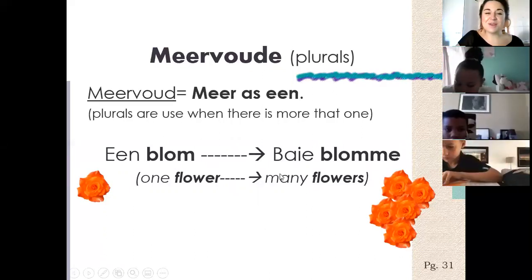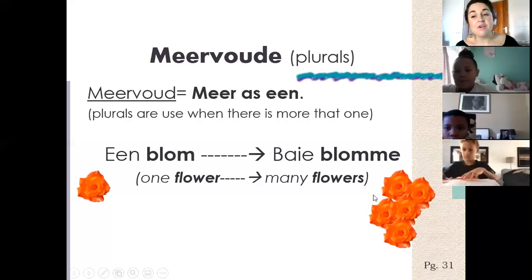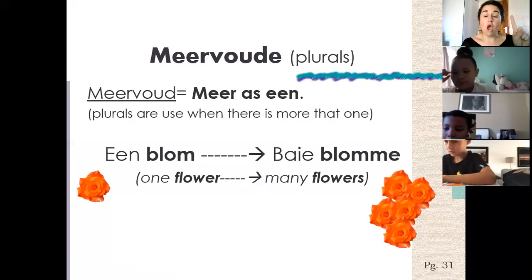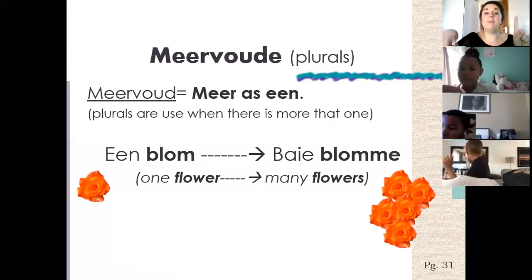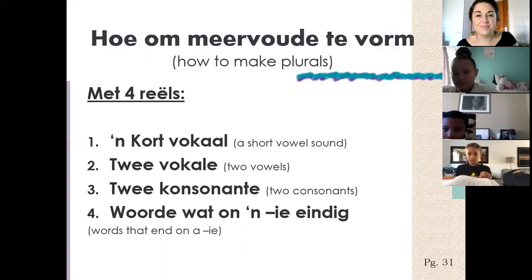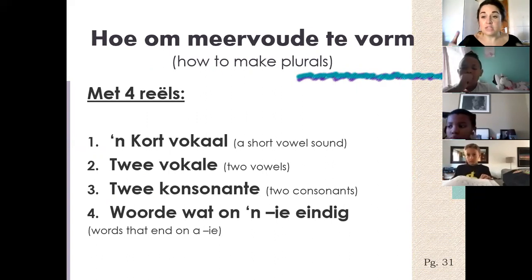All right. So now, here is an example. Ons het 1 blom, 1 flower, of ons het baie blomme, many flowers. Okay. Hoe om meervoude te vorm? So how do we make plurals in Afrikaans? Okay. So I want you to put your thinking cap on. Everyone thinking caps on? Here we go.